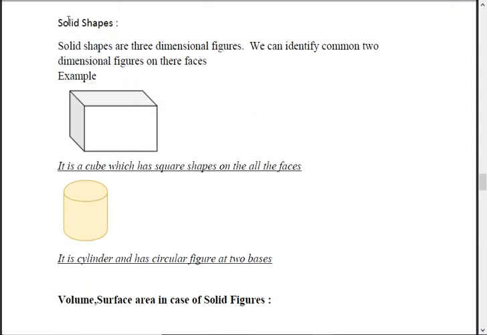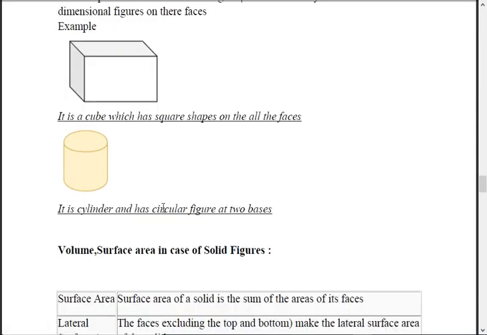Okay. Now solid shapes. Solid means 3-dimensional. Solid shapes are 3-dimensional. We can identify common 2-dimensional figures on the faces, right? We can see the 2-dimensional figures 1, 2, 3, and we can find the areas and add them. It is a cube which has square shapes on all its faces, right? Then cylinder. It is a cylinder and has a circular figure as its base, and this is the height. So find the area of this circle and then the area of this surrounding: 2 pi r into h, and the area of the circle pi r square 2 times, right? You will see this in practical videos.